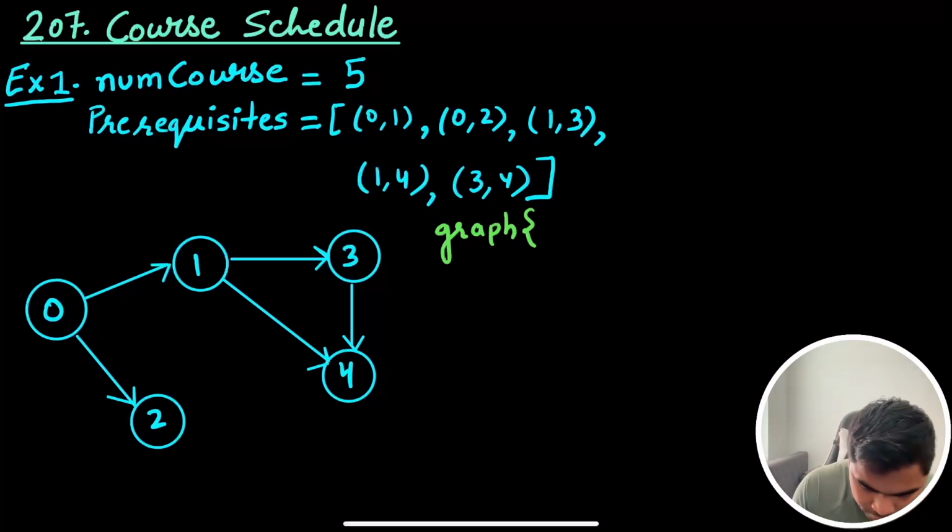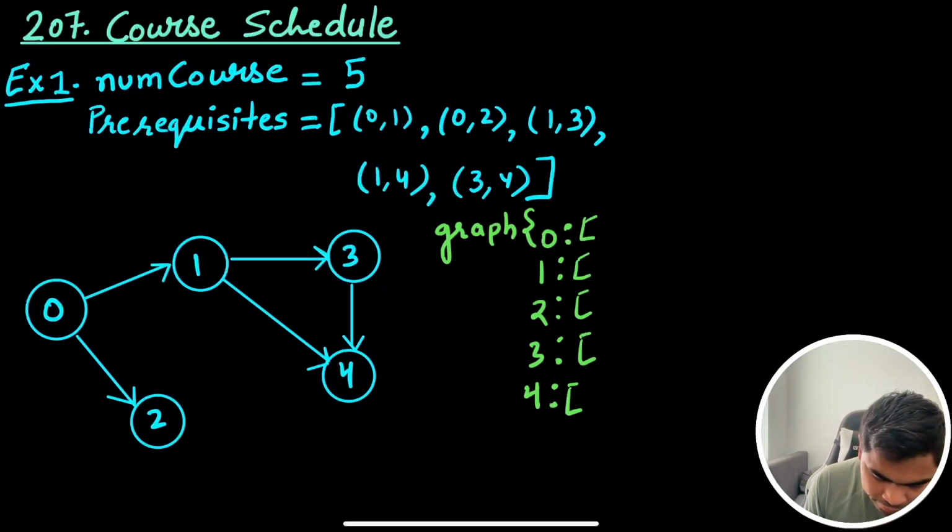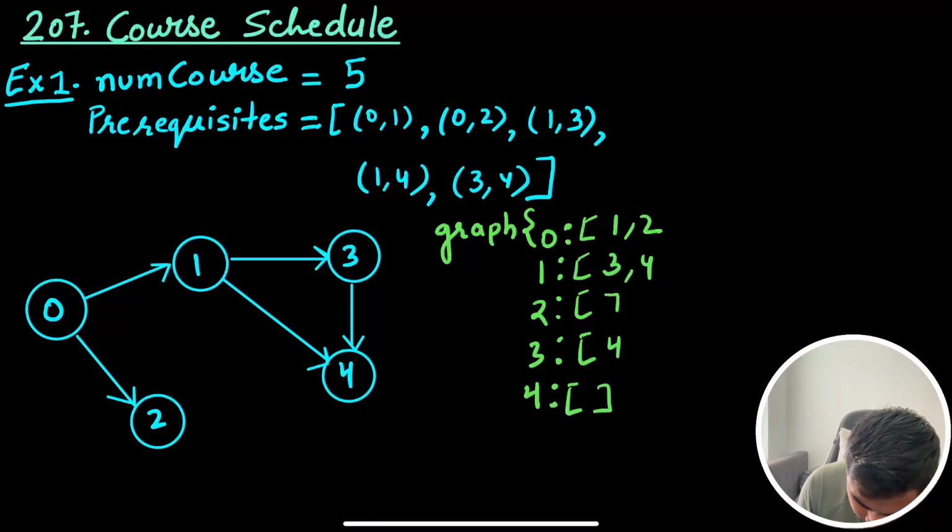Right now we have 5 nodes: 0, 1, 2, 3, 4. Then let's store their neighbors as lists. We'll go through our prerequisites, and we'll see that 0 has 1 as a neighbor, then 0 also has 2 as a neighbor, then 1 has 3 as a neighbor, then 1 has 4 as a neighbor, then 3 has 4 as a neighbor. Now 2 and 4 don't have any neighbors, so these are empty.